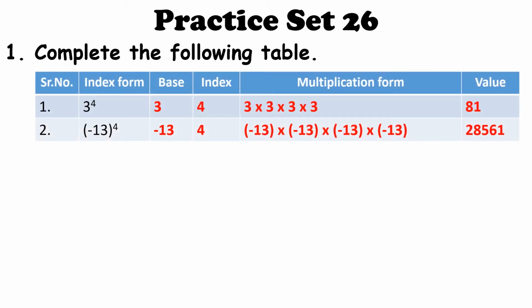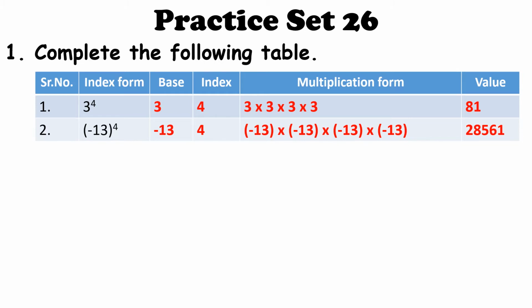Main question number 1. Complete the following table. Here, the number is given in an index form, that is 3 raised to 4. So the base is 3, the index here is 4, and its multiplication form is 3 multiplied by 3 multiplied by 3 multiplied by 3, which is 3 written 4 times. Its value will be 81.